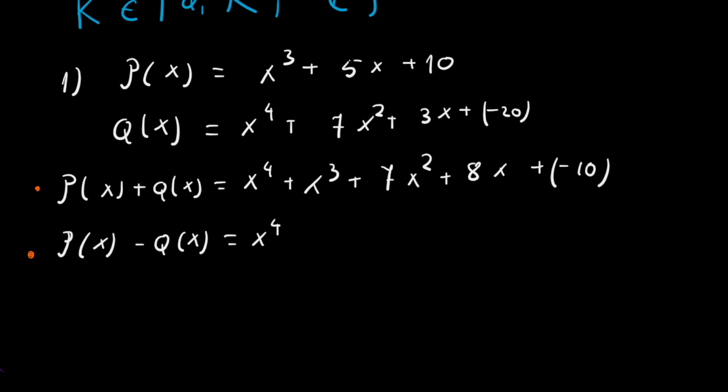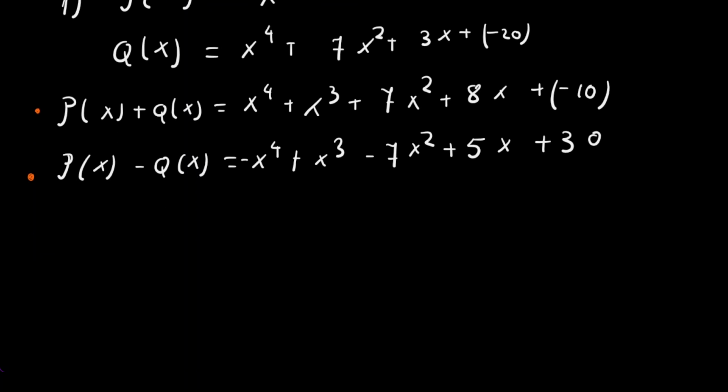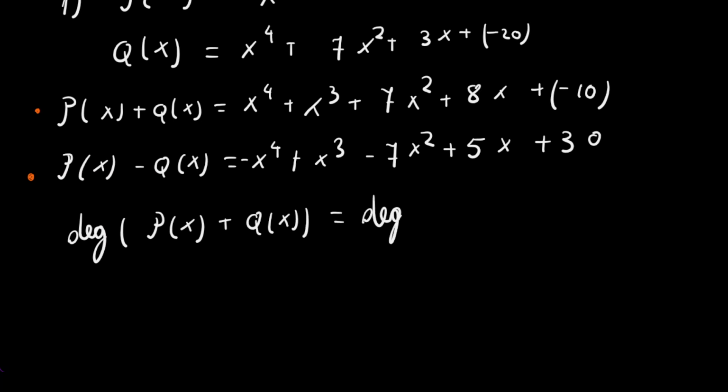And we have x^4 minus x cubed, not exactly. So I will have here minus, here is plus, minus 7x squared plus 5x plus 30. So notice an important thing: the degree of P(x) plus Q(x) is equal to the degree of P(x) minus Q(x), which is going to be 4.